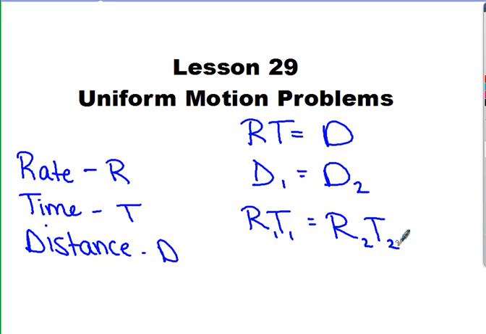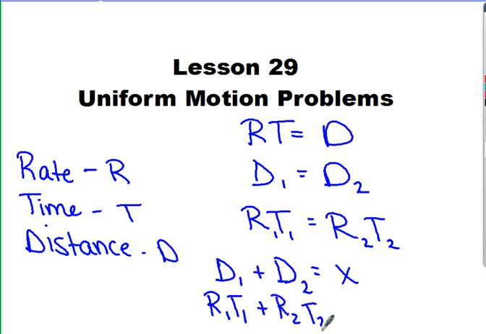The problems that we're going to be dealing with today deal in combination distances. So we've got someone traveling a certain distance, and then there's a second distance, and it equals a total distance, or an x. Keep in mind, rate times time equals distance. So the first distance is rate 1 times time 1. Second distance is rate 2 times time 2. But two separate distances equal one total distance. And these are the types of problems we're going to be dealing with.